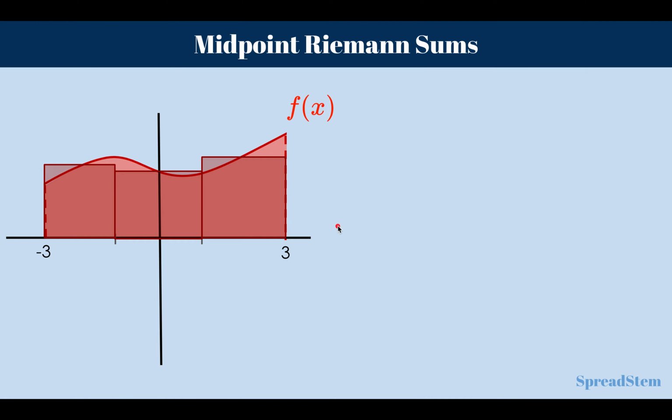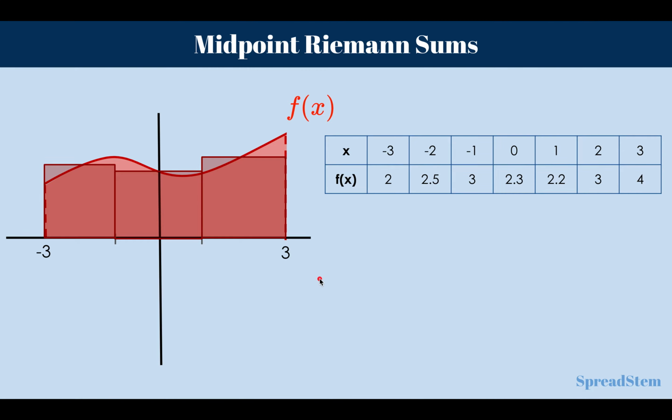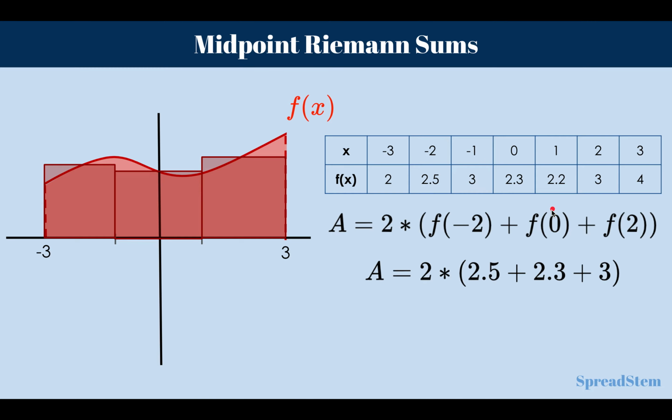the base. If we're given a table of values, we can evaluate the area by multiplying the base, which in this case is always 2, by f of the midpoint. So in the rectangle from -3 to -1, we would find f of -2. In the middle rectangle, we would find f of 0, and in the last one, we would find f of 2. If we evaluate this, we see the area is 15.6.